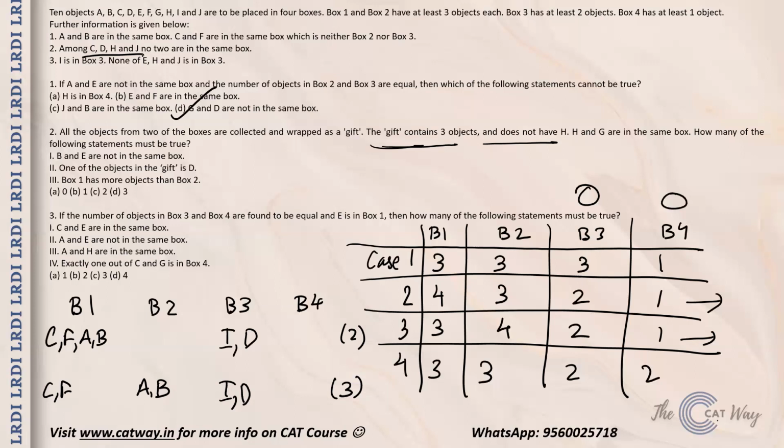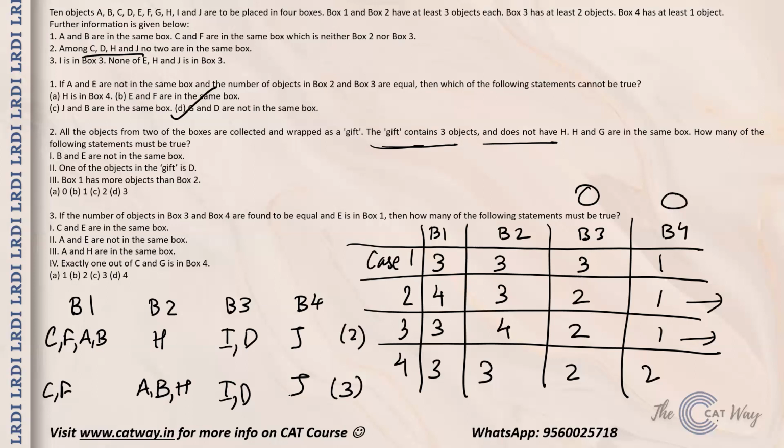That means H is not in box 2. That means H is definitely in box 2. If H is definitely in box 2, we have J in box 4. That means J will be occupying box number 4, right? Now we are still left to place a few things, right?